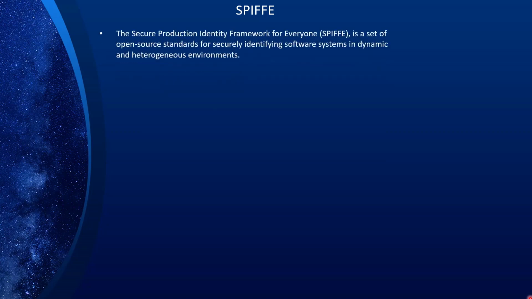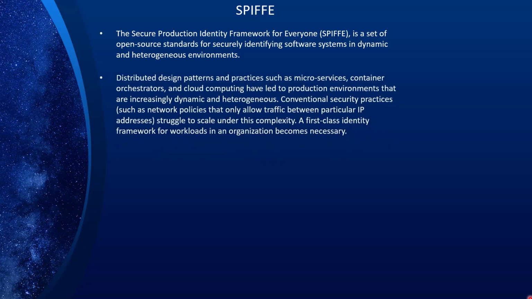SPIFFE stands for Secure Production Identity Framework for Everyone. It is a set of open source standards for securely identifying software systems in dynamic and heterogeneous environments. As mentioned, distributed design patterns and practices such as microservices, container orchestrators, and cloud computing have led to production environments that are increasingly dynamic and heterogeneous. And as I mentioned, just relying on IP addresses to identify workloads is no longer practical.